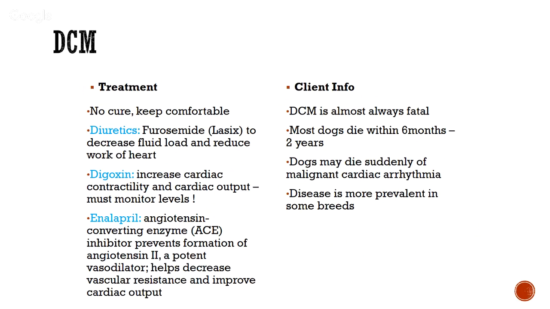We need to tell the clients, DCM is almost always fatal, and most dogs die within 6 months to 2 years. Dogs may die suddenly of a malignant cardiac arrhythmia, something that cannot be converted. Then the disease is more prevalent in some breeds. In fact, one of the breeds that's not on here, but we need to mention, is the Cavalier King Charles Spaniel. Almost all of the Cavalier King Charles Spaniels in the world at age 10 have dilated cardiomyopathy. So it's very genetically prevalent in that breed.